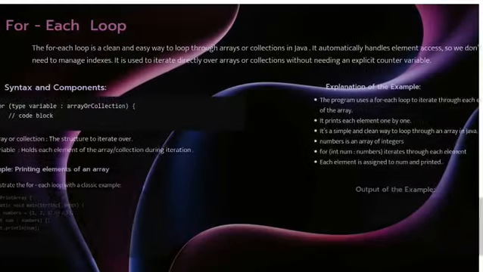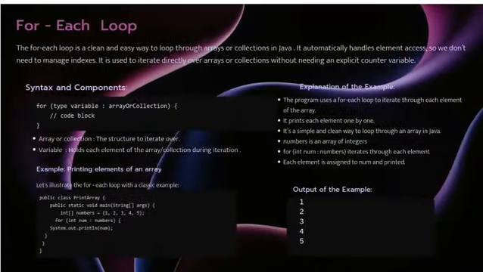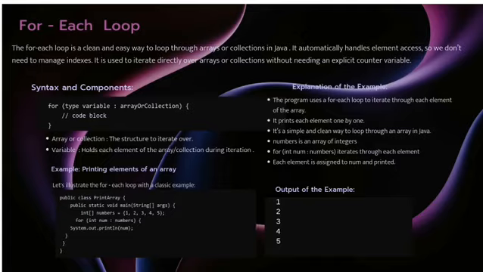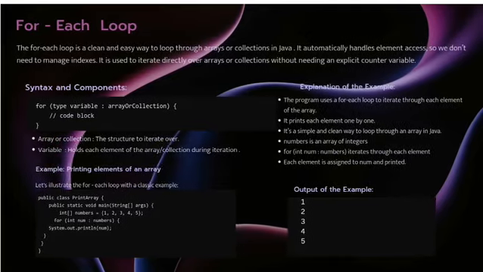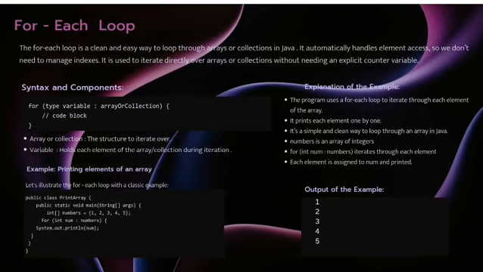For each loop. The for each loop is a clean and easy way to loop through arrays or collections in Java. It automatically handles element access, so we don't need to manage indexes. It is used to iterate directly over arrays or collections without needing an explicit counter variable. Let's take a look into the given example. The program uses a for each loop to iterate through each element of the array. It prints each element one by one. It's a simple and clean way to loop through an array in Java.